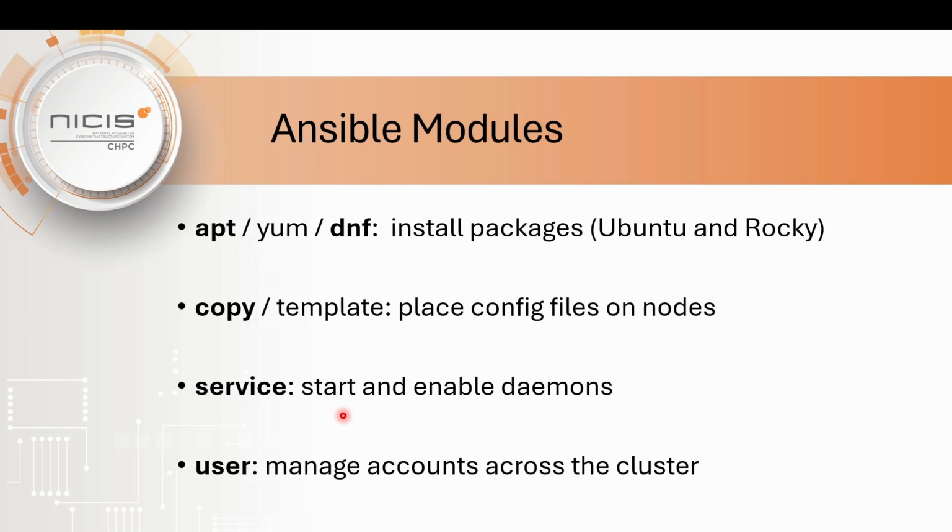So some of the modules you'll find are apt or DNF. These are the modules you would use if you want to install packages on your machines. Another module you'd use is copy. You could use this if you want to place your config files on nodes. Another important one could be service. With service, you can use this to start and enable particular services, stuff like your SSH, or if you want to use it for Slurm and stuff like that.